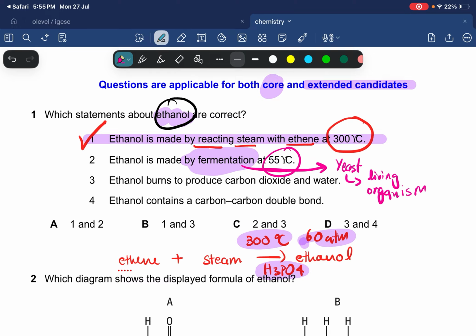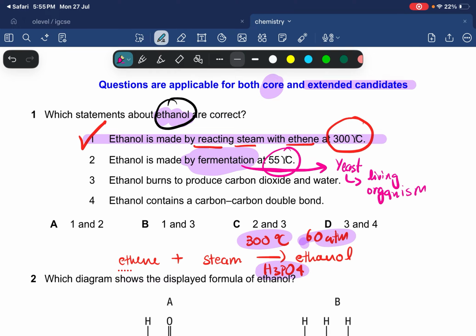So that is why for fermentation we use about room temperature, about 25 degrees Celsius, or temperatures near room temperature, or a little higher, like lukewarm, but 55 is a lot warmer. So no. Ethanol burns to produce carbon dioxide and water. That is 100% correct. All alkanes, all alcohols are going to burn. These are organic compounds. They burn to produce carbon dioxide and water.